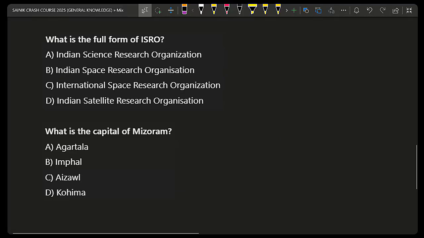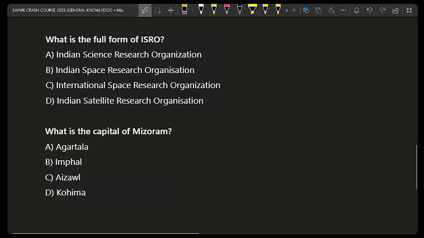Time up, and 2 students gave wrong answer, Kohima. Kohima is the capital of Nagaland. And 4 students gave wrong answer, Agartala. Agartala is the capital of Tripura. And Imphal, no students gave it, but it's the capital of Manipur.